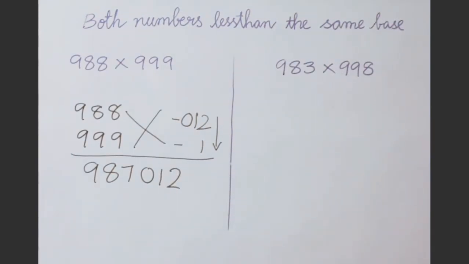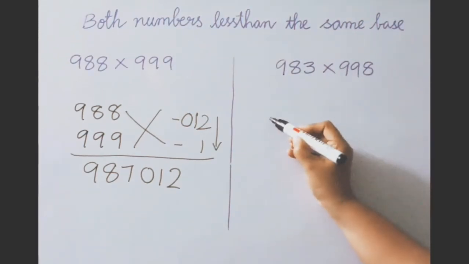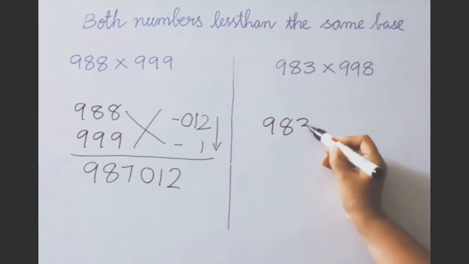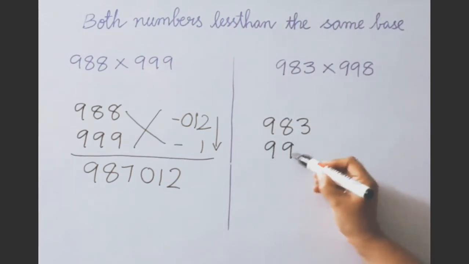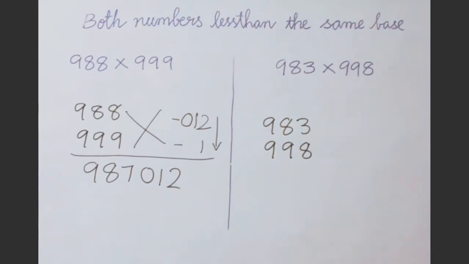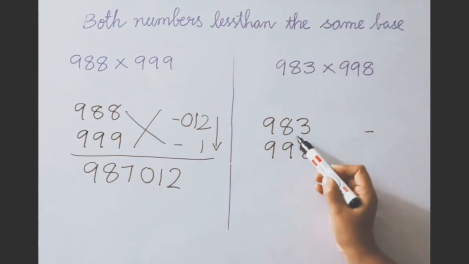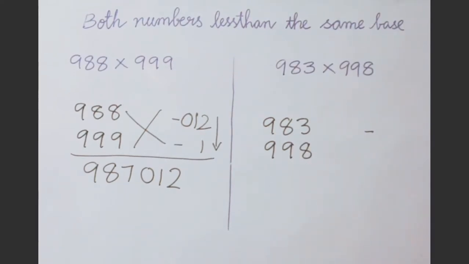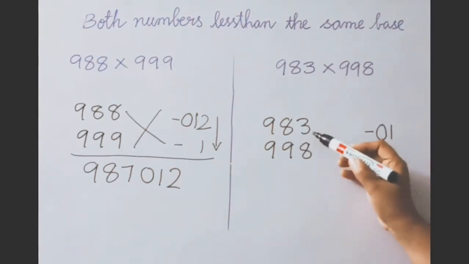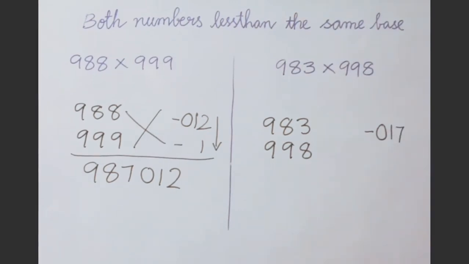Now let us see the next example, 983 multiplied by 998. Here also we must check how much these two numbers are below 1000. So 1000 minus 983, what we have to do? All from 9 and the last digit from 10 we have to subtract. 9 minus 9 is 0, 9 minus 8 is 1, 10 minus 3 is 7. Now 998. So 1000 minus 998 is 2.